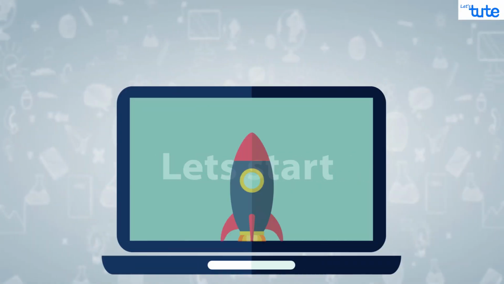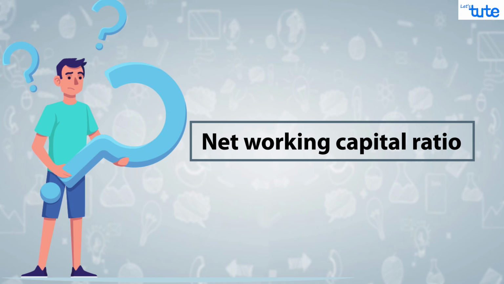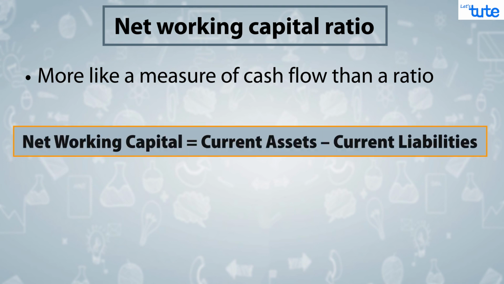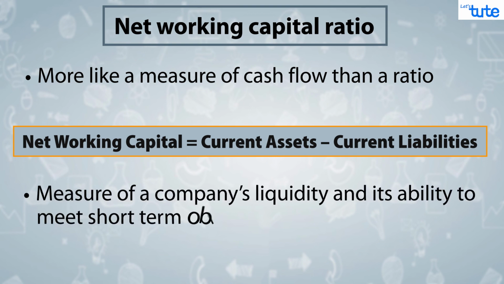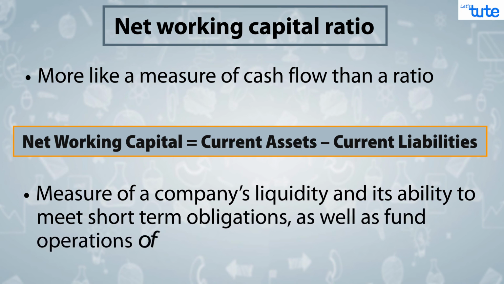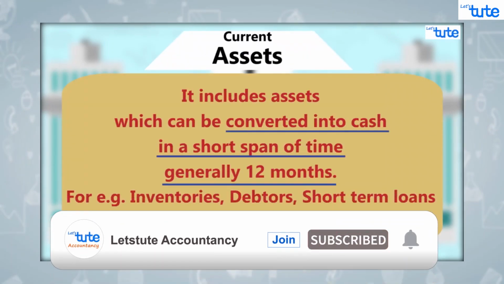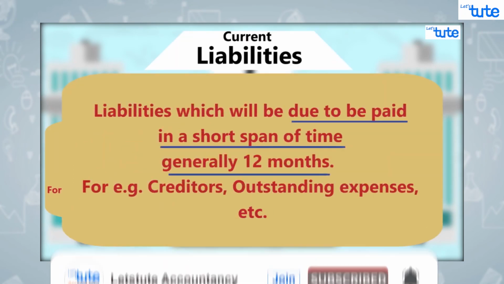So let's start with today's very interesting session. Do you know what is net working capital ratio? Basically, it is more like a measure of cash flow than a ratio. It is a difference between company's current assets and current liabilities. It is a measure of company's liquidity and its ability to meet short-term obligations as well as fund operations of the business. The meaning of current assets and current liabilities we have already discussed in our second session of current ratio. So if you have any doubt, please refer that session again.